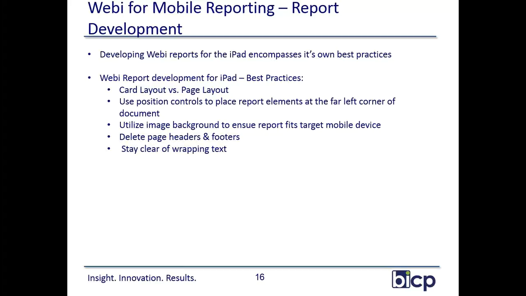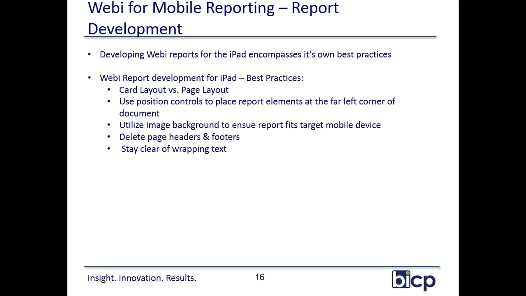Next one is to stay clear of wrapping text. And this is something that I learned the hard way. They may have fixed this in 4.1, but in 4.0, my experience was that we wanted the root page layout. So once again, we had one table that we fit on one iPad screen. But we didn't want our users to scroll left or back and forth to see all the information in the report. So we thought, well, why don't we just wrap text, and we'll be able to fit it on one screen.